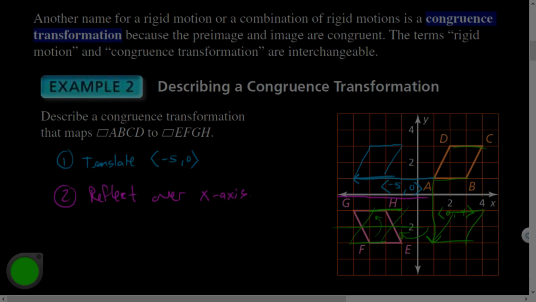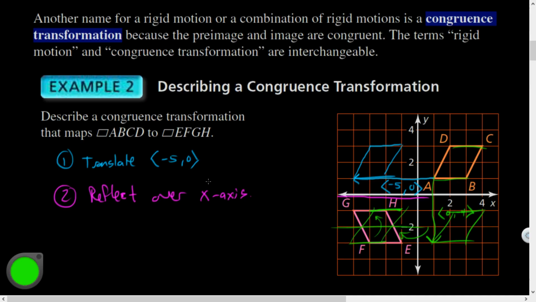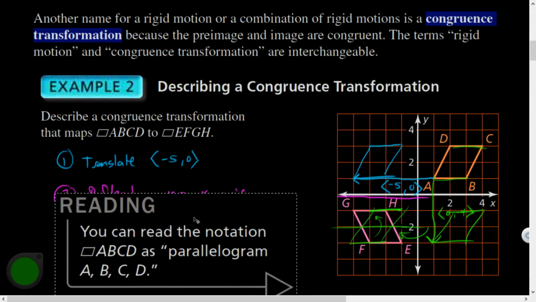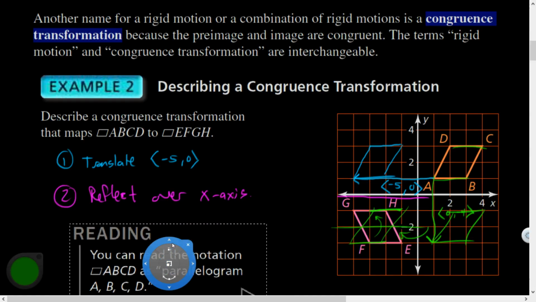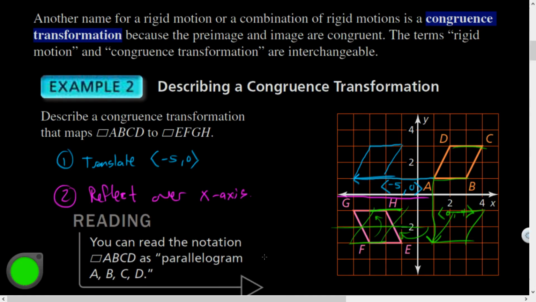Also, in terms of reading, here's a little bonus tip. Reading this as parallelogram ABCD. Yeah, so there's a little use of the parallelogram symbol.